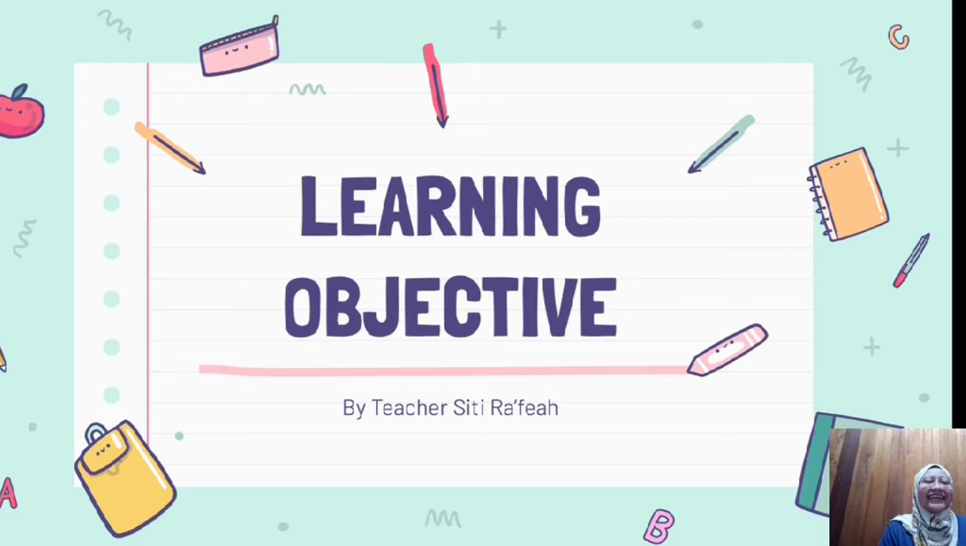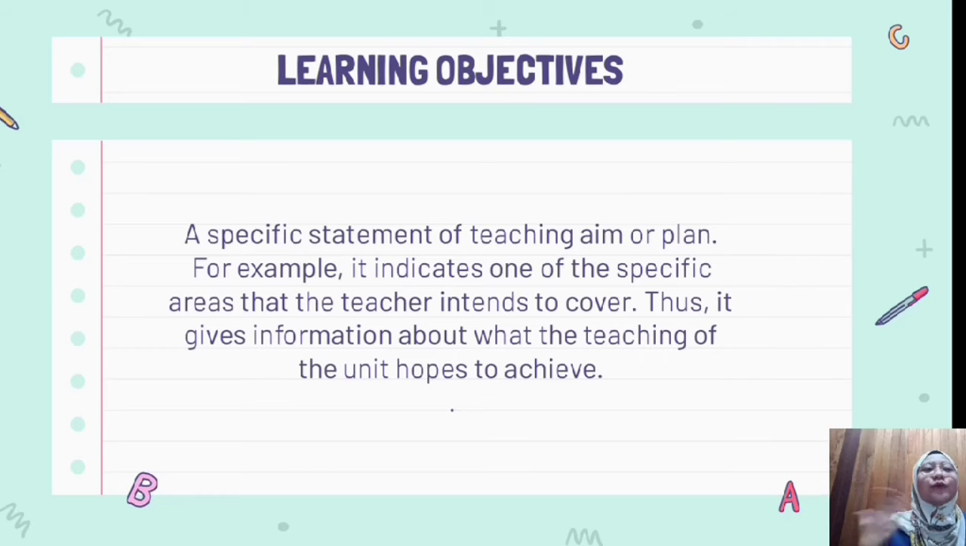So today, next we're going to continue with the learning objective. So what is a learning objective? A learning objective is a specific statement of teaching aim or plan. For example, it indicates one of the specific areas that the teacher intended to cover. Thus, it gives information about what the teaching of the unit hopes to achieve.